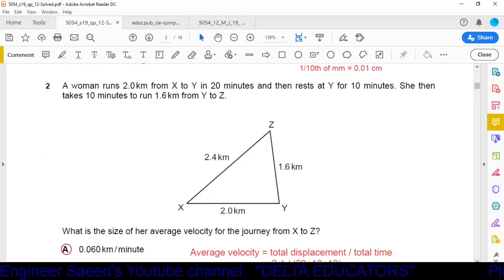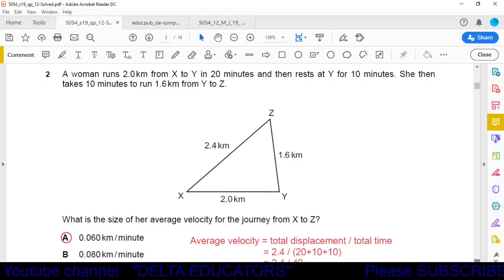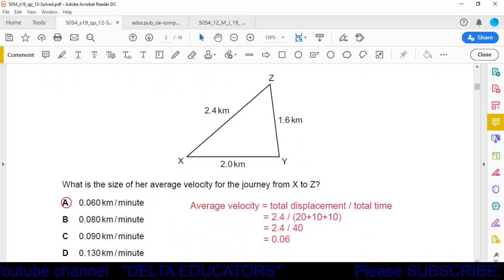Question number 2. A woman runs 2 kilometers from X to Y in 20 minutes, then rests at Y for 10 minutes. She then takes 10 minutes to run 1.6 kilometers from Y to Z. What is the size of her average velocity for the journey from X to Z? Okay, here we have to calculate the velocity. Velocity is defined as total displacement covered in total time.